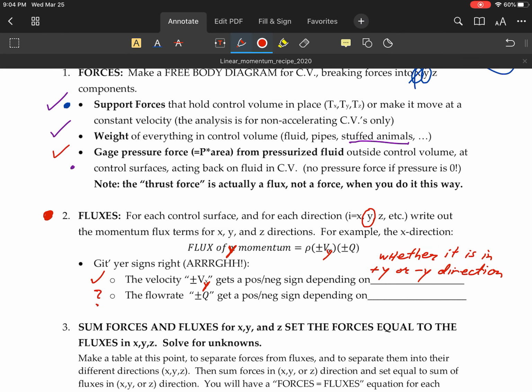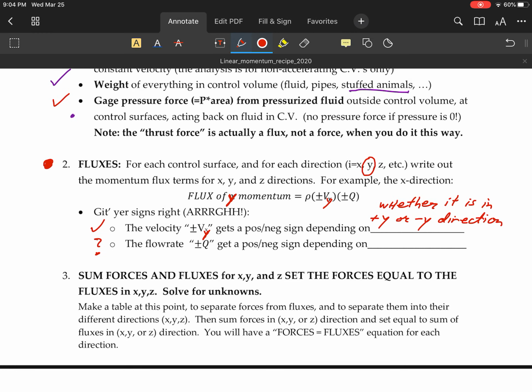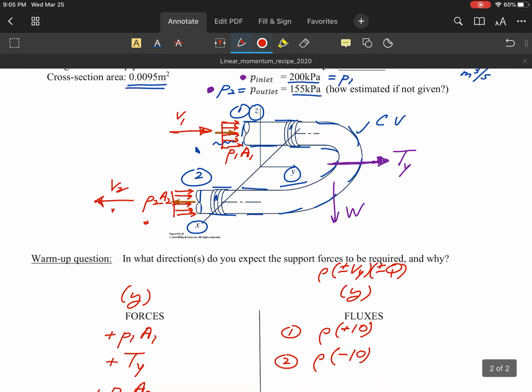Now how do we get the sign right on the Q? Q gets a positive or negative sign depending on whether it is an inflow to the control volume or an outflow from the control volume. If it's an outflow, you give it a positive sign, and if it's an inflow, you give it a negative sign. Okay, see, that's not that hard. So what does that mean? Why don't you do this one in your head? For location number 1, is that an inflow to the control volume or an outflow?